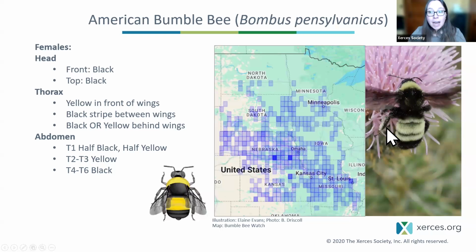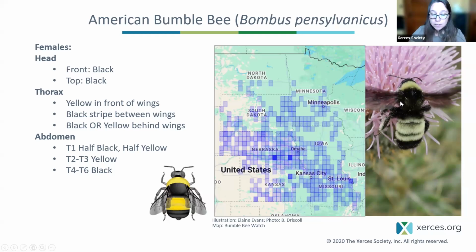So looking first at the abdomen, this bumblebee has dark hairs on T1. So T1 will be dark with a fringe of yellow hairs at the bottom, or some yellow hairs just in the center of that segment of the abdomen towards the bottom. And then T2 and T3 will be yellow, and the rest of the abdomen will be black.